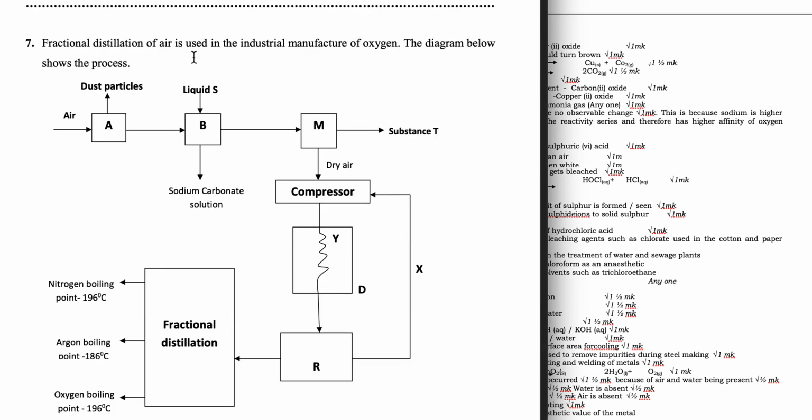Question 7. Fractional distillation of air is used in industrial manufacture of oxygen. The diagram below shows the process. We have dust particles, air, chamber A, liquid S, B, substance, compressor, fractional distillation, argon boiling point, nitrogen boiling point, and Y.